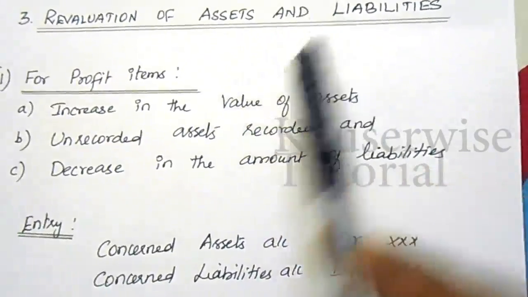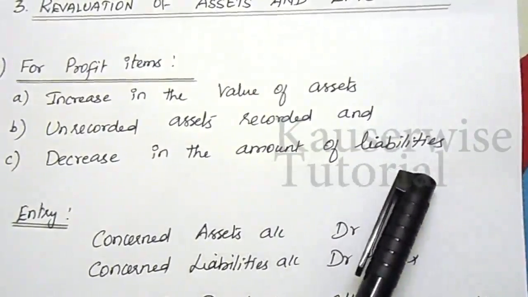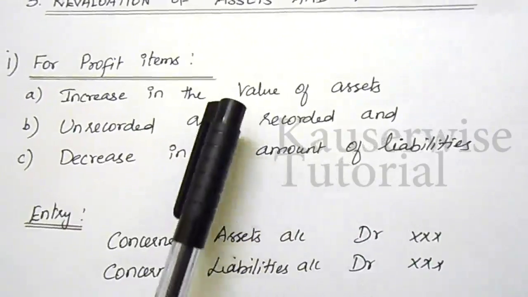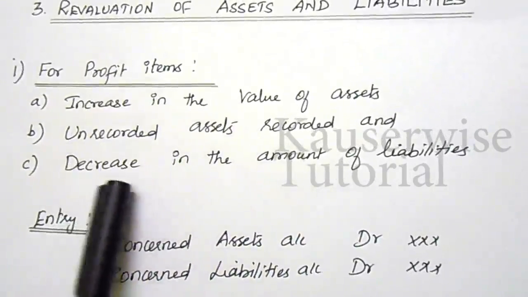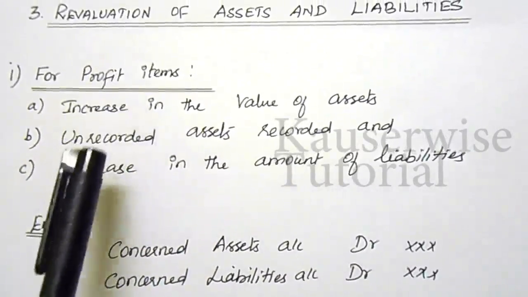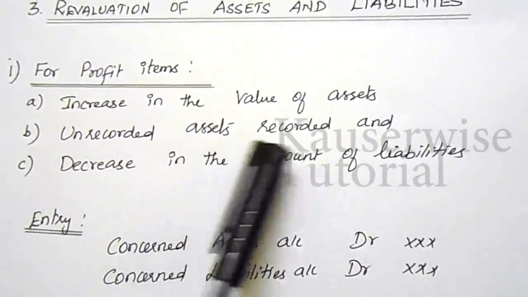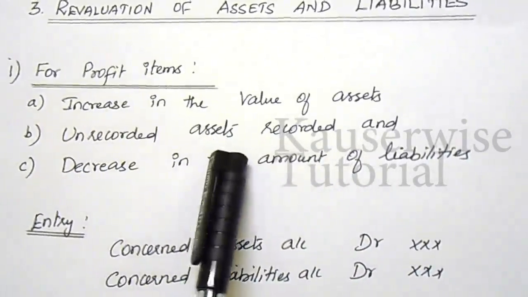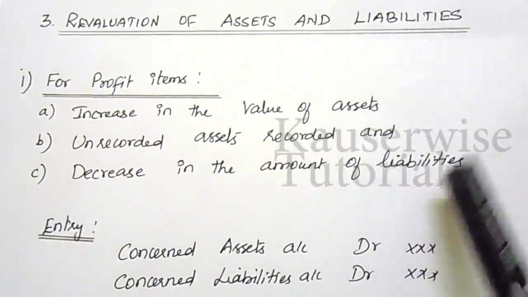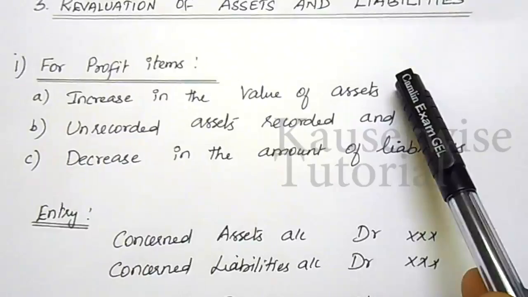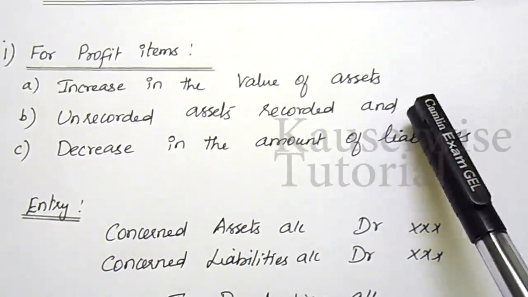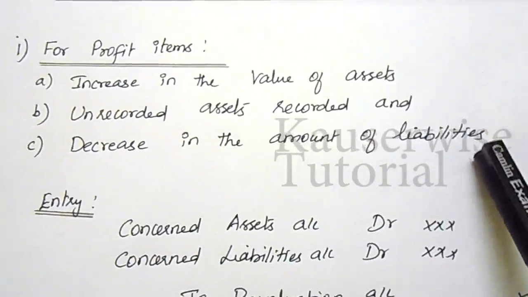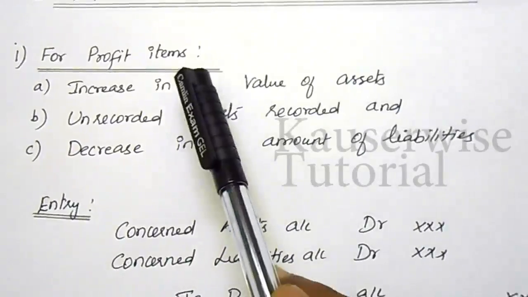At the same time, decrease in the amount of liabilities. When the liability decreases, it will also have the same effect. When the asset increases, it's a gain. When liability decreases, it is also a gain. And any unrecorded assets now recorded in the books of accounts is also a gain for the partner. So these are the profit items: increase in the value of assets, unrecorded assets now recorded, and decrease in the amount of liabilities. These are the items which will lead to gain for the partner.